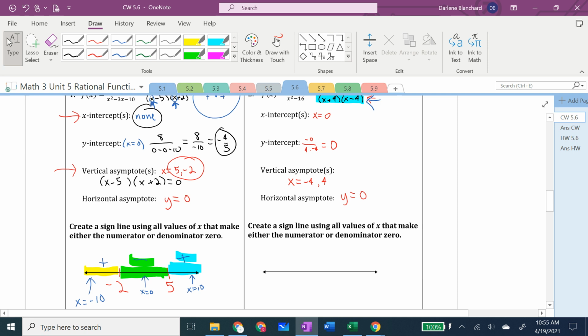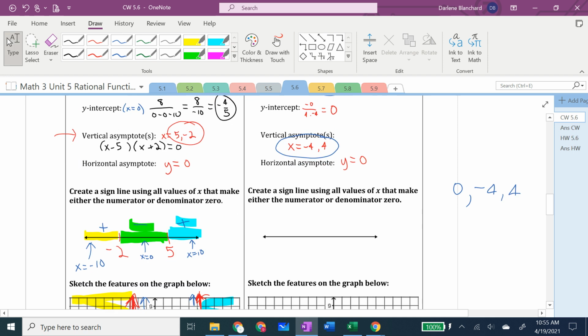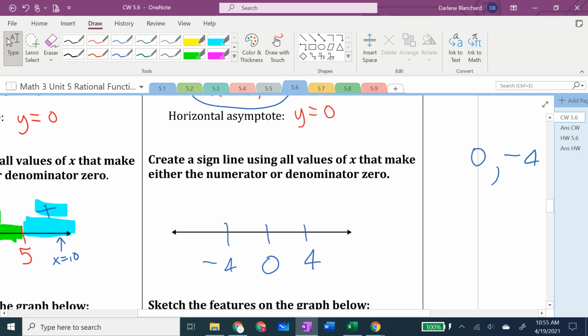Okay. And then, the numerator is 0 at x equals 0. The denominator is 0 at negative 4 and positive 4. Put those in their proper order on the number line, 3 numbers. Negative 4 is smallest, 0 is next largest, 4 is the largest. This splits the line into 4 sections: one section, second section, third section, fourth section.